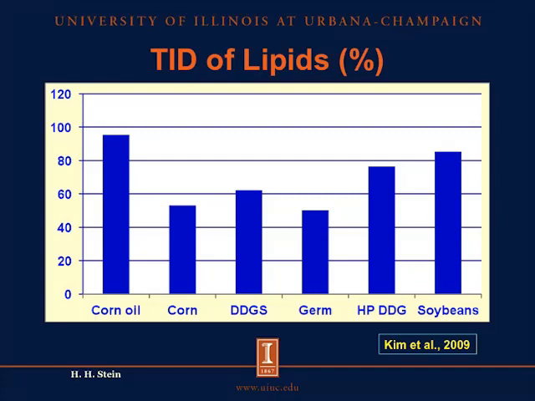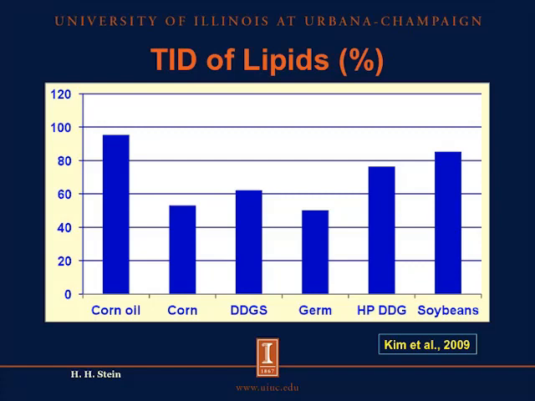However, if we don't extract the corn oil and leave it in the corn, the digestibility is much less and only slightly above 50%. So there's a big increase in digestibility of corn oil if we extract that corn oil out of the corn grain. We can also see that the digestibility of lipids in DDGS and in corn germ is about the same as it is in corn. So that is also much less than in extracted corn oil.